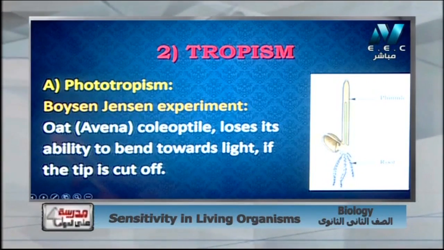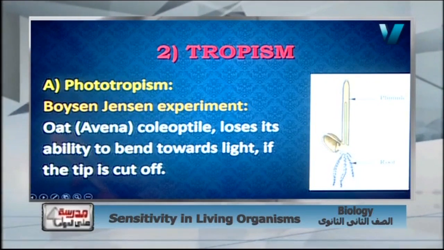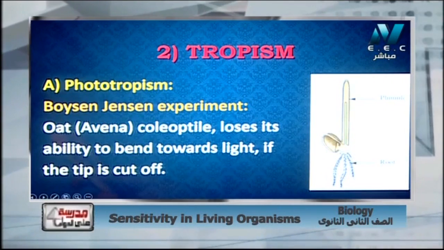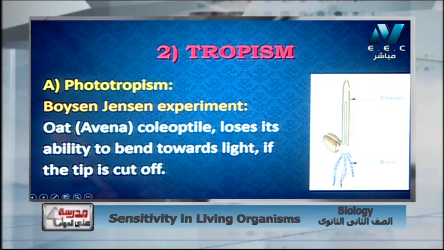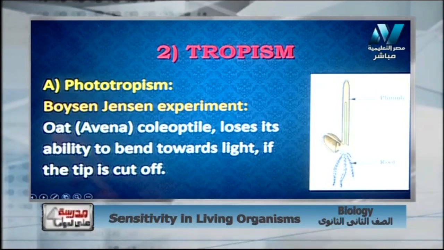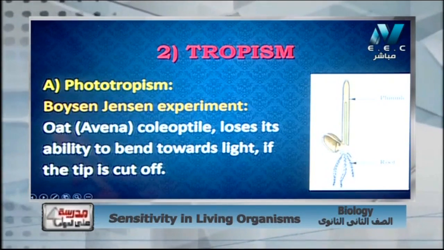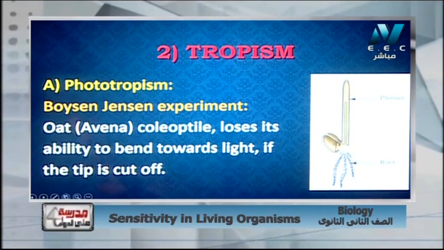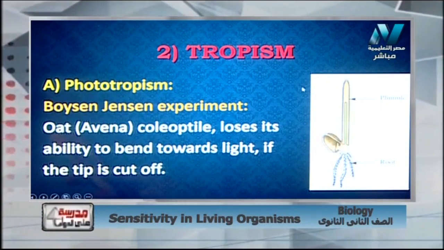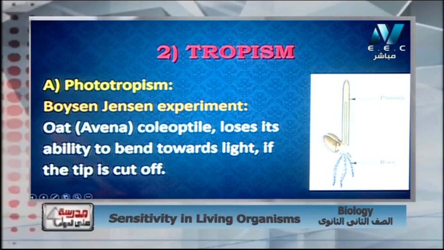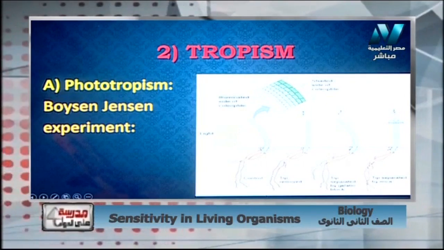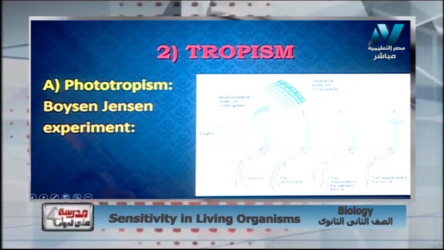But when he cut off the tip of this plumule, which he called the coleoptile, the stem loses its ability to bend towards light if light comes from one direction. But the stem or the coleoptile restores its ability to bend towards light when he fixed again the tip that he removed. And these are the steps of the experiment done by Boysen-Jensen.